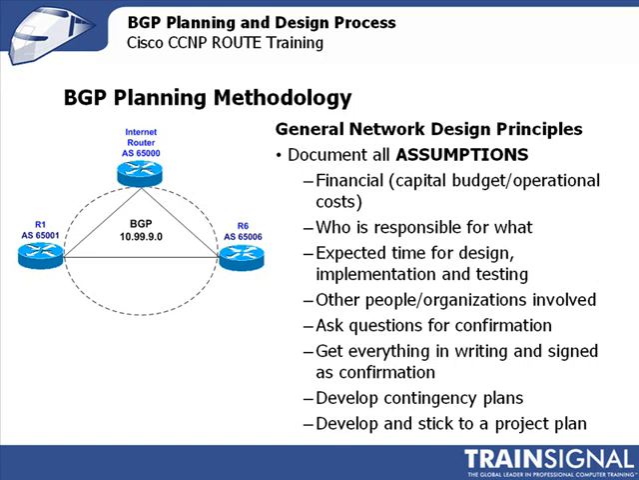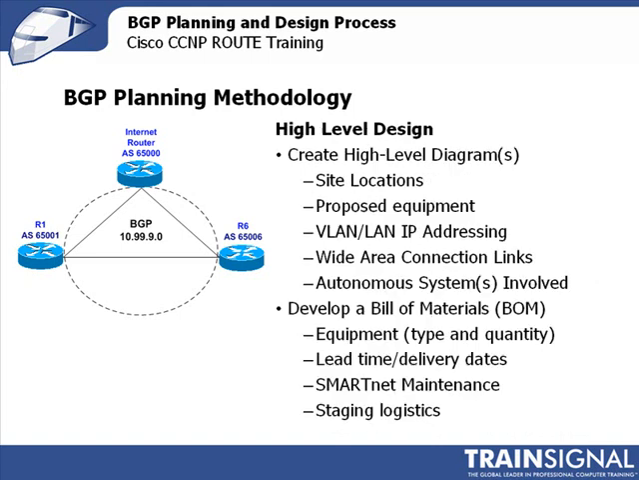Develop your contingency plans and develop and stick to whatever a mutually agreed on project plan is a part of this. Make sure it's realistic as well. Make sure you have a high-level design, site locations, equipment, VLAN, LAN IP addressing, WAN links. If you're using autonomous systems at different sites, depending on what your end goal is. Develop a BOM or a bill of materials, equipment, lead times.